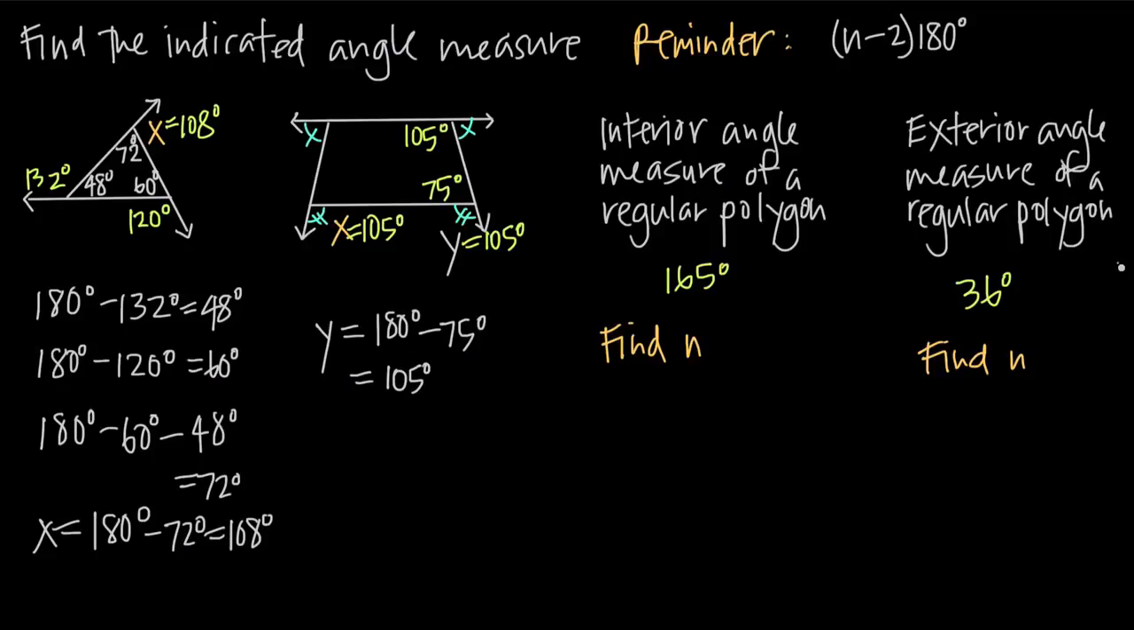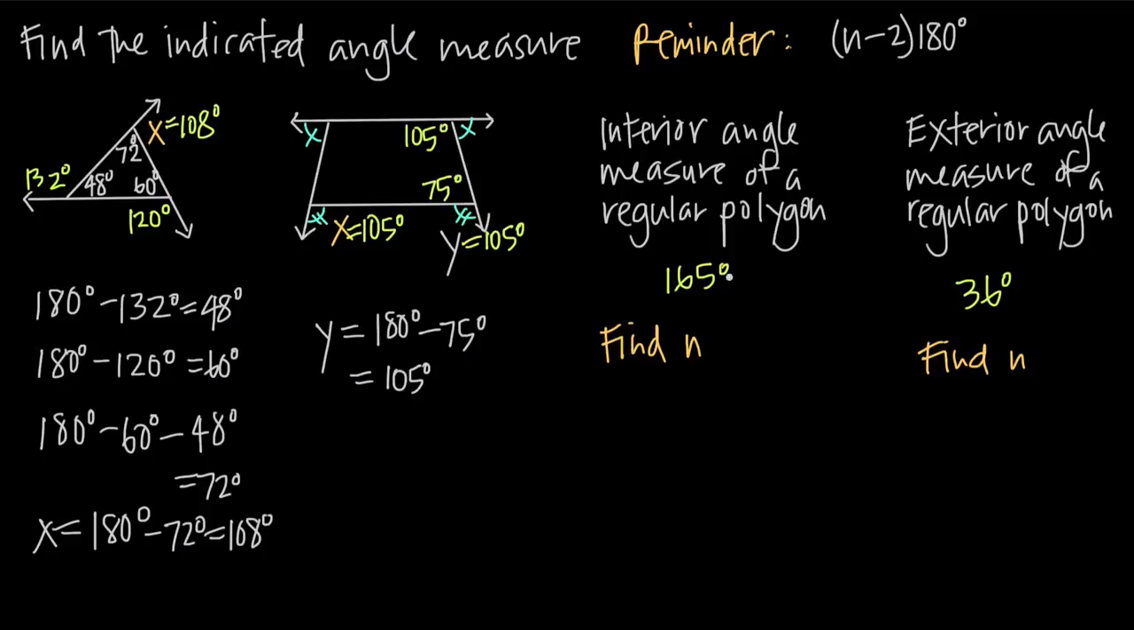Now sometimes we aren't given a figure, and instead we've been asked a question like this one. We've been told that the interior angle measure of a regular polygon, meaning all of the angles are equal and all of the sides are equal, is 165 degrees, and we've been asked to find n, the number of sides of the polygon.